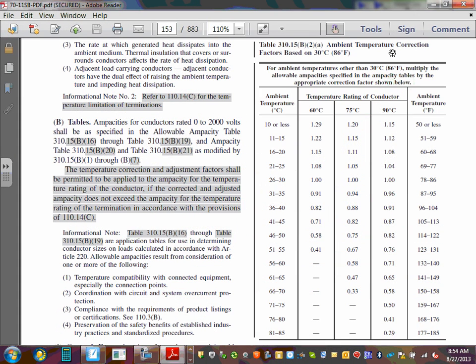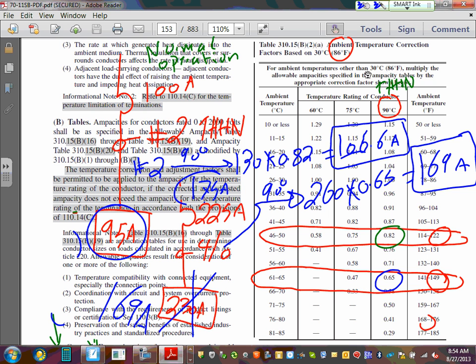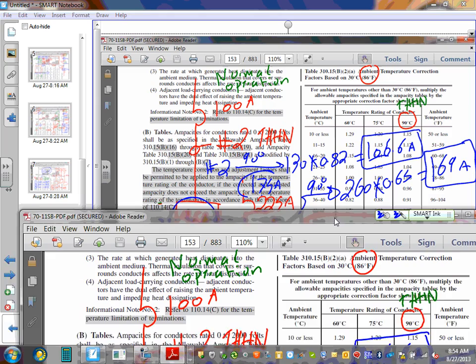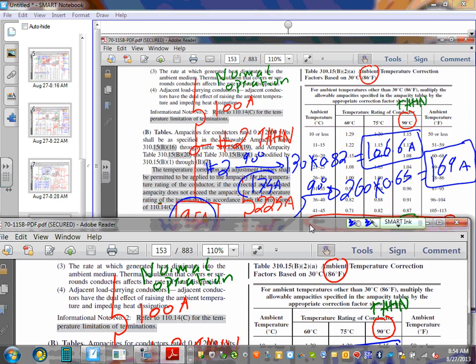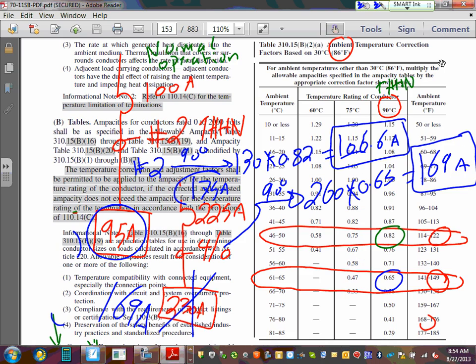Let me take a capture picture of that one. So this table is so important, guys, in terms of derating. Okay, so let me erase this one and take one more.